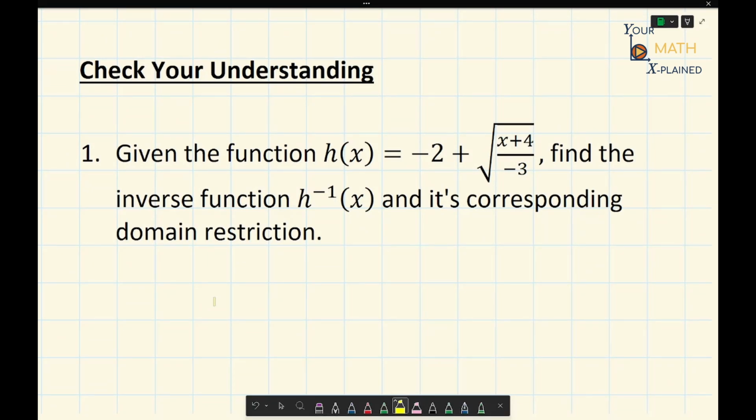So now it's your turn to give this a try. Given the function h of x, find the inverse function and its corresponding domain restrictions. And make sure you leave your answer in the comments below and let us know if you'd like to see more content on inverses in the future.